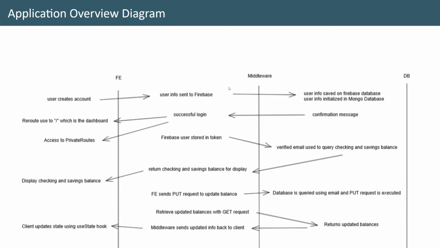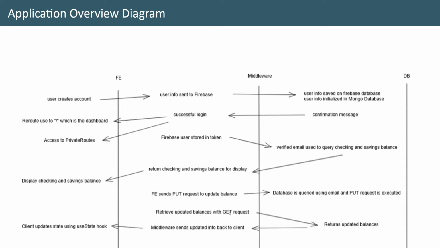Fortunately, the Firebase user is stored locally on a token, so that email is then used to make queries regarding the checking and savings balances. That information is then processed and returned to the front end, where a useState hook essentially is keeping the retrieved data up to date on the front end. So structurally, this is how the middleware then communicates with the database.